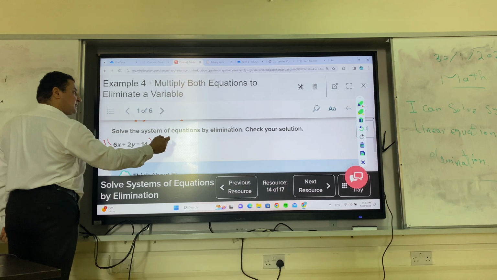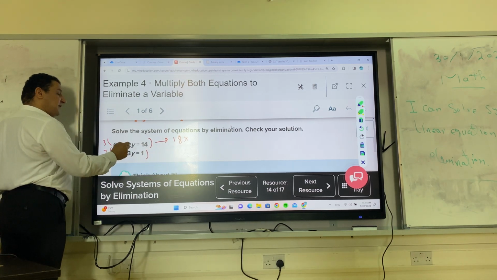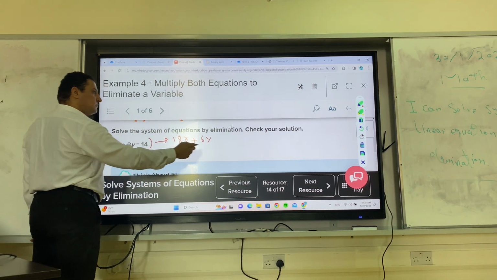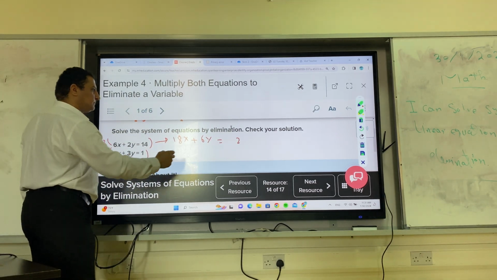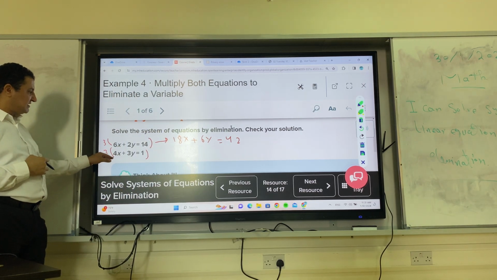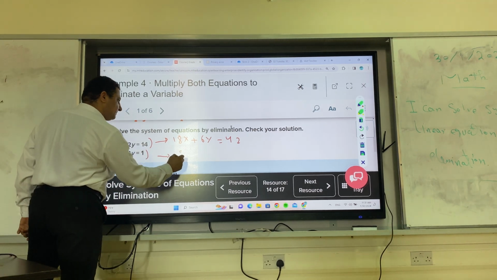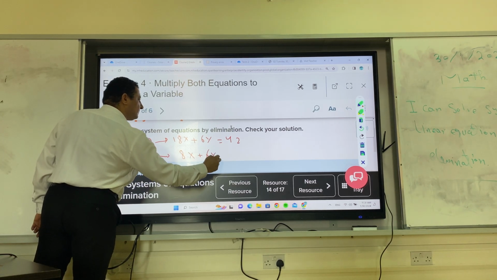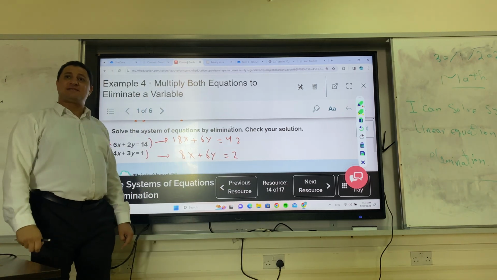So 3 times 6 is 18x. And 3 times 2, 6y. And 3 times 14, 42. So this is the first equation. Let's move to the second one. The second one will be turned to 8x plus 6y equals 2. What do you notice?